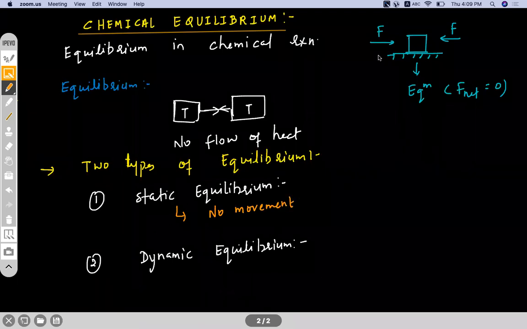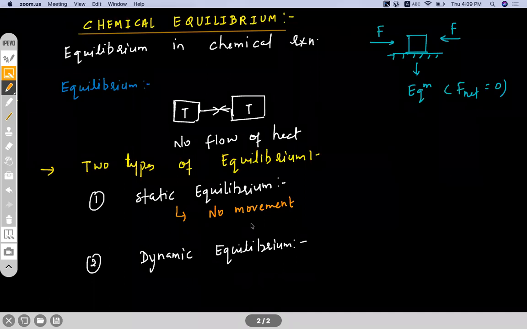You are sitting on the chair, right? I hope. Not lying on the bed and attending the class. If you're sitting on the chair, static at one position, there's no net force, you are at static equilibrium. Correct? No movement. F net, net force is zero. That is the condition of static equilibrium.